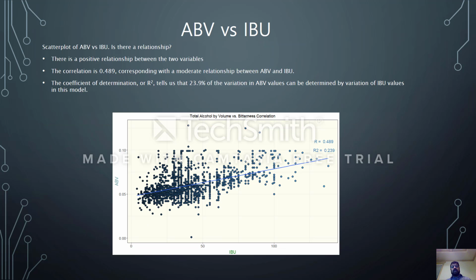Now let's look at the relationship between ABV and IBU. This tells us how much of the data we can use for ABV to predict what the IBU would be, and vice versa. Looking at the data set, you can see that there is a relationship, and it is a positive, moderate strength relationship. And we can say that for 23.9% of the time, we can determine the variation of ABV values by the variation of IBU values according to this model.